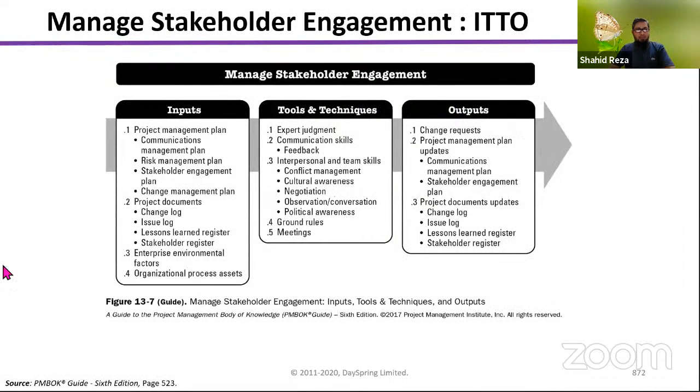Okay. So let's see what the inputs are. What is the main input actually? There are two main inputs here. There are a lot of inputs, maybe 8, 9 inputs. Who can tell me what the main inputs for this process are? Without that, we cannot do this manage stakeholder engagement. Can anyone tell me what the two inputs are that are mandatory for this process?